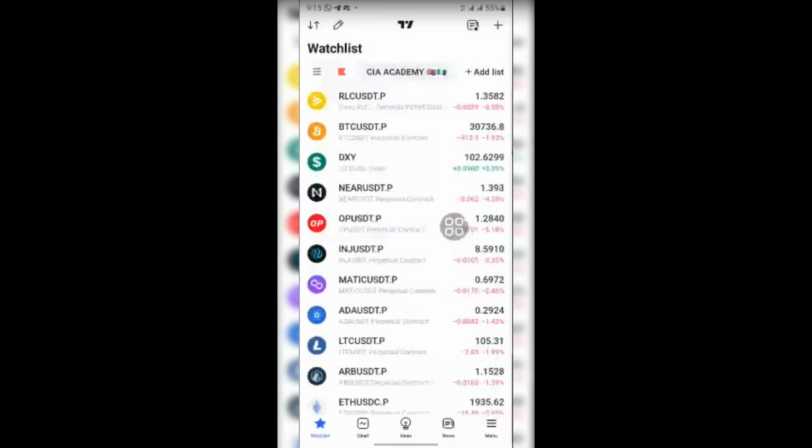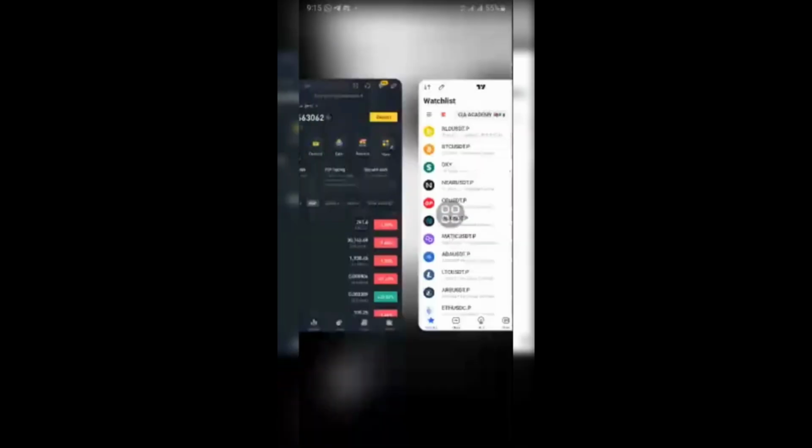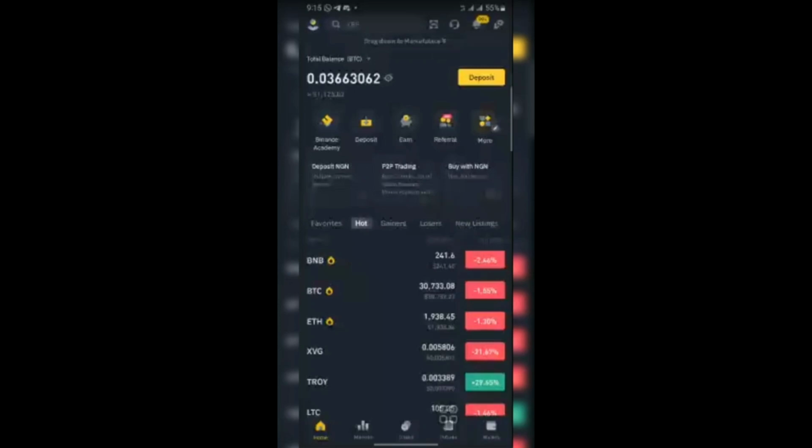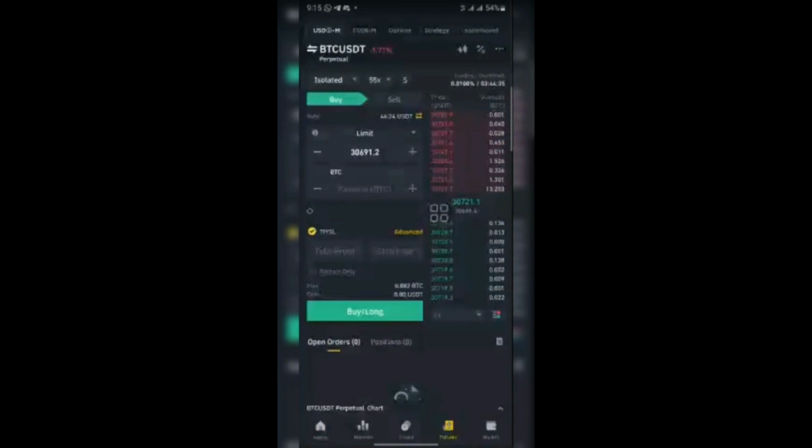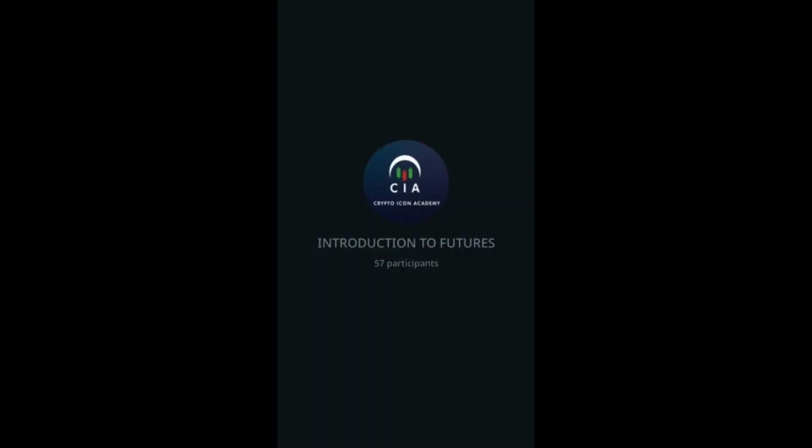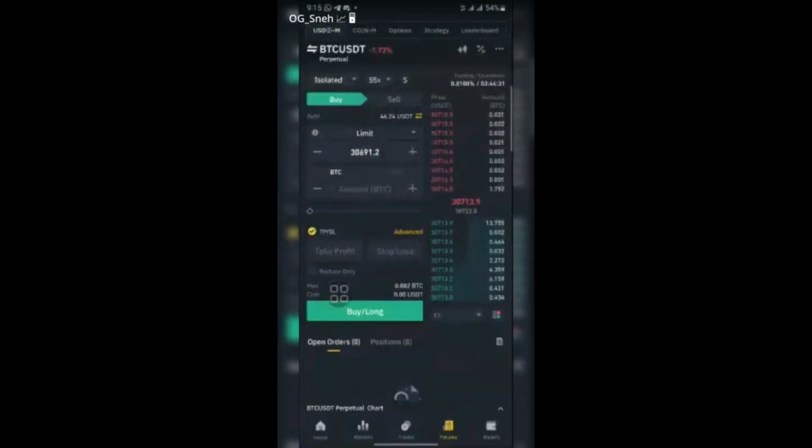After analyzing everything, you now come to this place, which is what? Futures. You understand? So this is futures. This is the template. Look at it. This is our market. This is our marketplace. Your available balance is here. This is your available balance. You see, I'm having 46 USDT here.